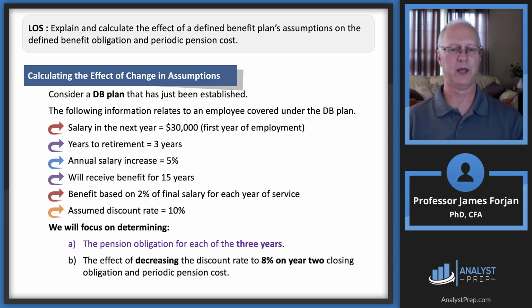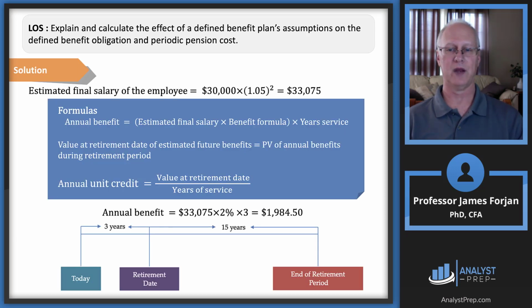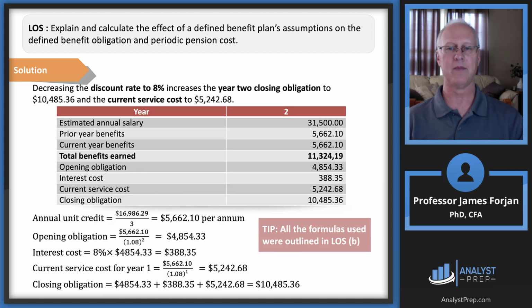What was our part B? What happens if we decrease the discount rate to 8%? Well, then you have that table, and you can just go ahead and change it to 8%, and all of these numbers will go ahead and show up in your Excel spreadsheet. All right, so look at the solution at the top.